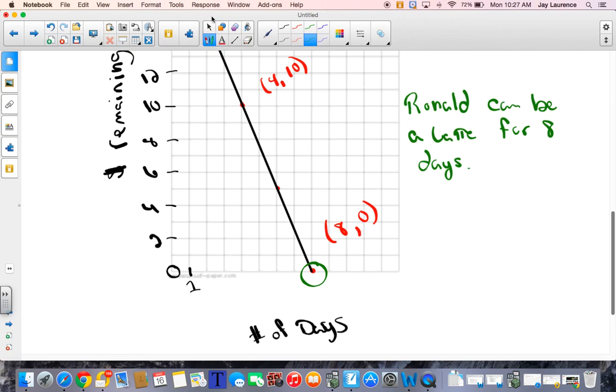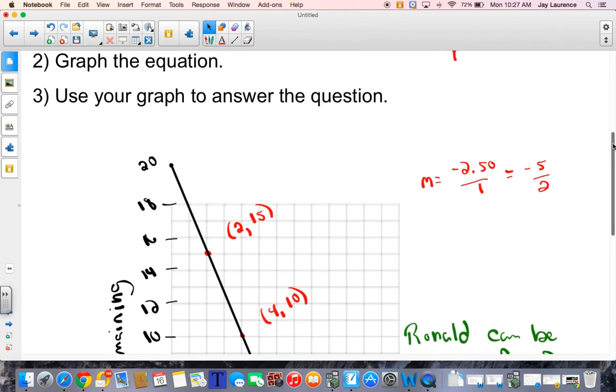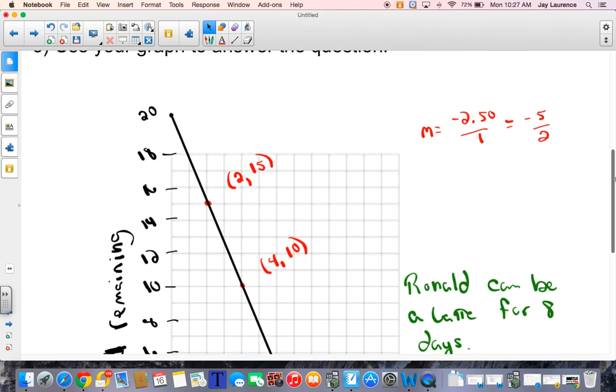All right, that's it for the video. We're going to be reading stories, looking for slopes, looking for y-intercepts, writing an equation, and seeing if we can graph them.